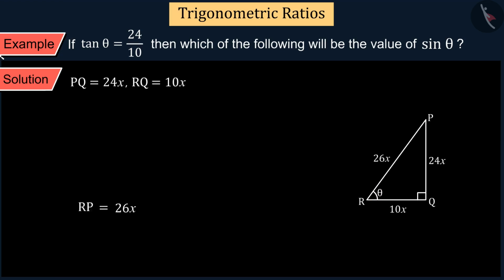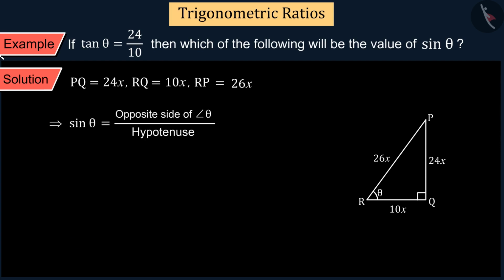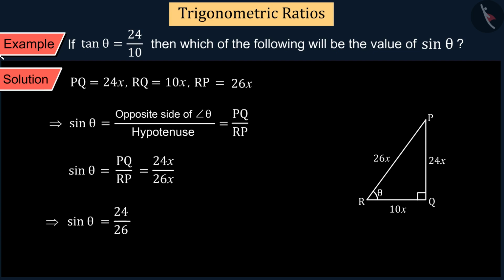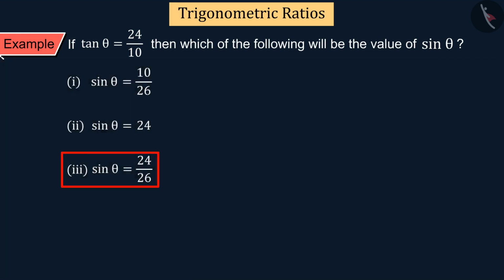26x units. We know that the value of sine of the angle is equal to the ratio of the opposite side of the angle to the hypotenuse of the triangle, which gives us PQ upon RP. Putting the value of PQ and RP, we get sin theta equals 24/26. So, we can say that option 3 is the correct answer.